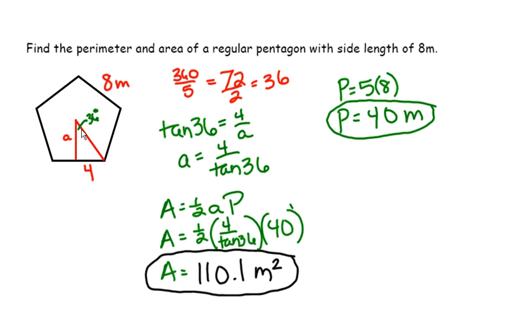All right, so you should have found that this angle right here was 36 degrees. Our half side is 4. We're looking for the apothem, which means that we find it using tangent. So tangent 36 equals the opposite over adjacent, 4 over apothem, which means my apothem is 4 divided by the tangent of 36. My perimeter, there's 5 sides. They measure 8 each, is 40. So I go ahead and plug those in for A and P, and I get an area of 110.1 meters squared.